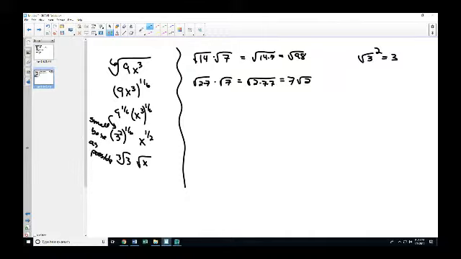So this is a good skill to have. Being able to simplify roots. Kind of like we've simplified denominators with roots in them. Being able to simplify roots is a pretty good skill to have.